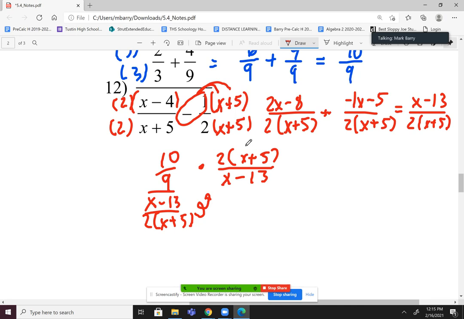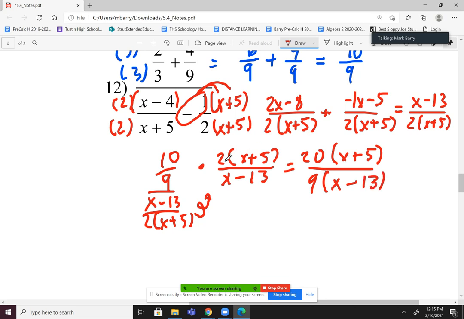Okay, so I don't see anything I can cross cancel here. The 2 can't cross cancel with a 9. The 10 can't cross cancel with an x minus 13. So I'm just going to do top times top up top. Now, very important here. That's just going to turn into 20 parentheses x plus 5. And then 9 parentheses x minus 13.